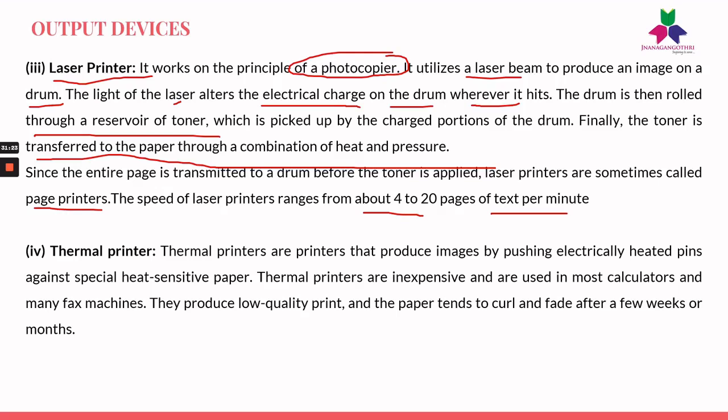We have another type of printer known as the thermal printers. Thermal printers produce images by pushing electrically heated pins against special heat sensitive paper. So we use a special kind of paper known as heat sensitive paper, where the electrically heated pins we press against the heat sensitive paper. These kinds of printers are comparatively inexpensive and are used in most calculators and many fax machines.